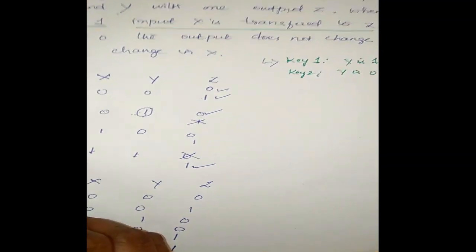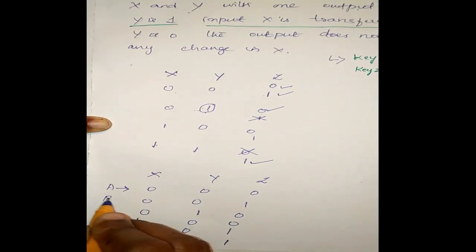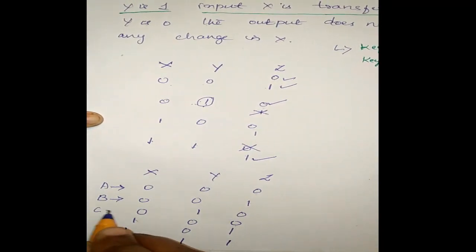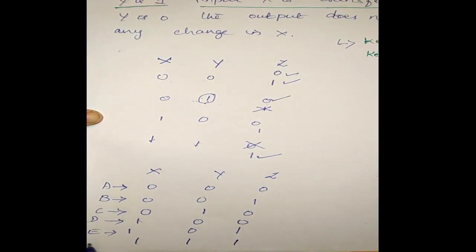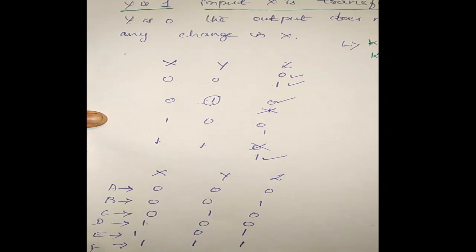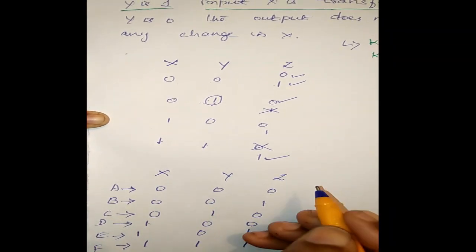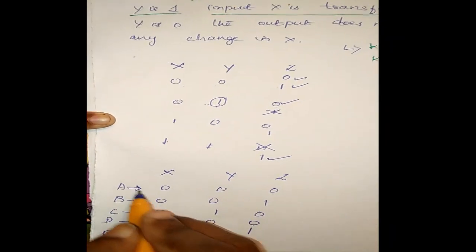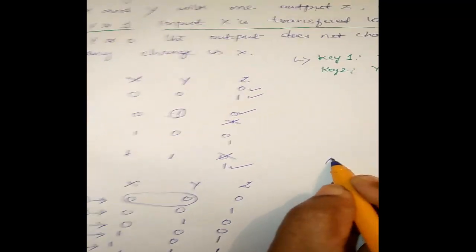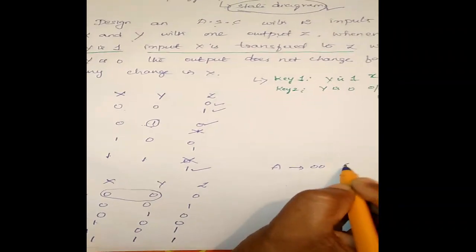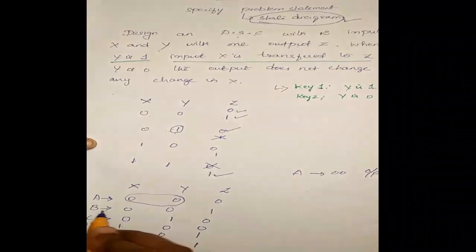So let me name this as, say, this is my A state, this is my B state, this is my C state, this is my D state, this is my E state, and this is my F state. Now for your better understanding, A state consists of two inputs, say 0, 0. So let me write like this. A is 0, 0, and what is its corresponding output? Its corresponding output is 0, right?